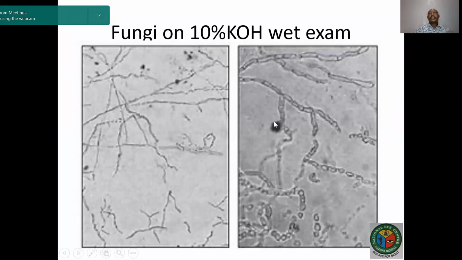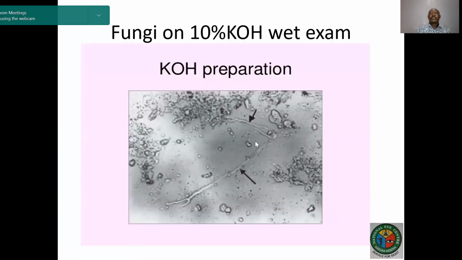These are typical of fungi. You can see the filamentous nature. This is an enhanced view at a higher magnification, showing the filaments. These are also views of the filaments. Some are branched, and some are just straight.